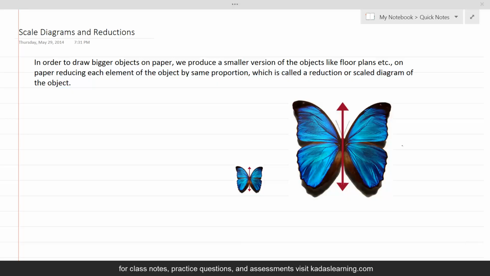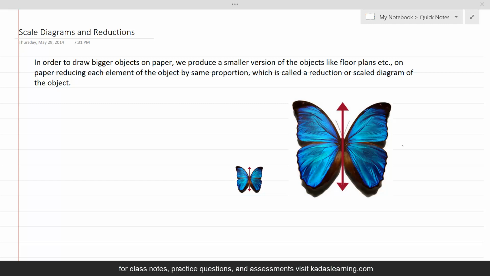In order to draw the bigger objects on paper, we produce a smaller version of the objects, like floor plans on paper, reducing each element of the object by the same proportion, which is called a reduction or scale diagram of the object. For example, take a look at this butterfly.